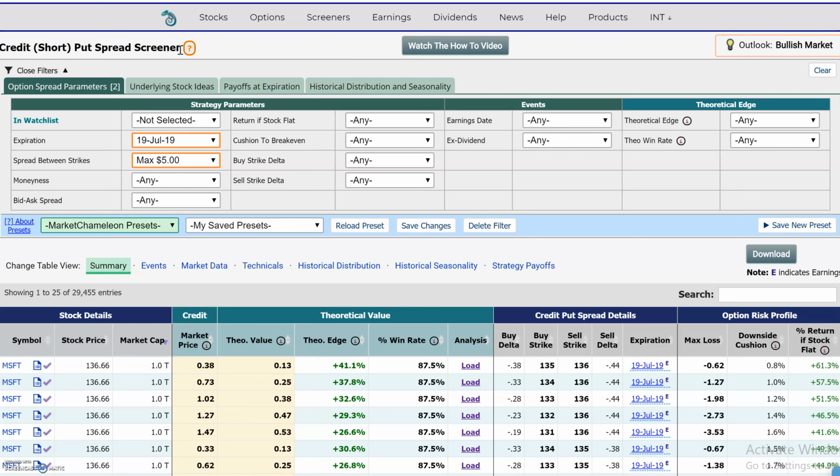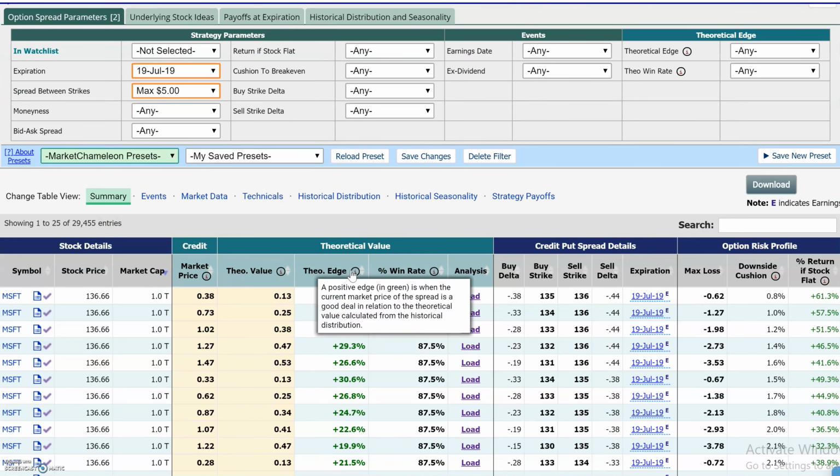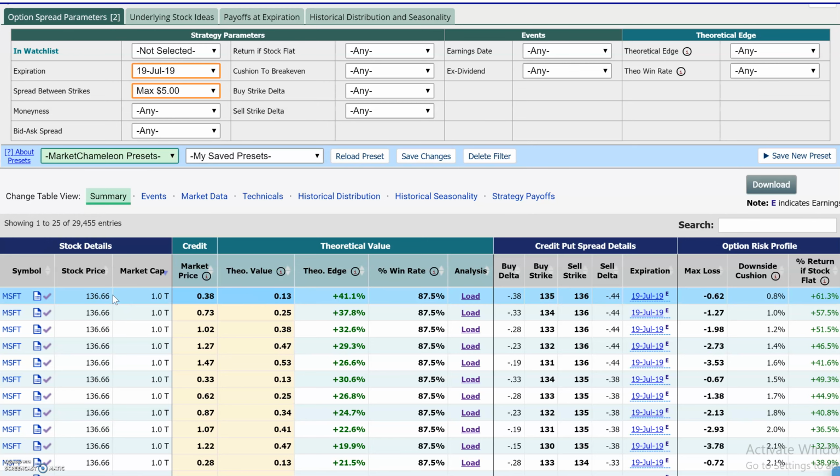I wanted to share a quick scan with you using the credit put spread screener. A question I get frequently is a two-part question. How do you set a target price? If you're going to hold a credit put spread from today to expiration, how do you set a stock target price? And based on that target price, the second question is, how do you know which strikes should you sell and should you buy to get the best return on the credit spread?